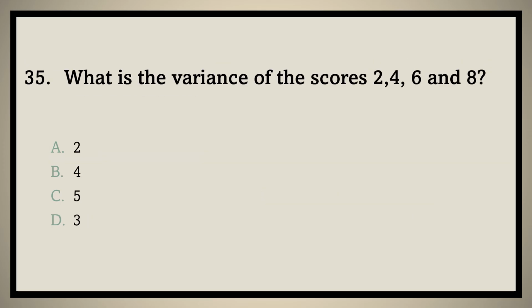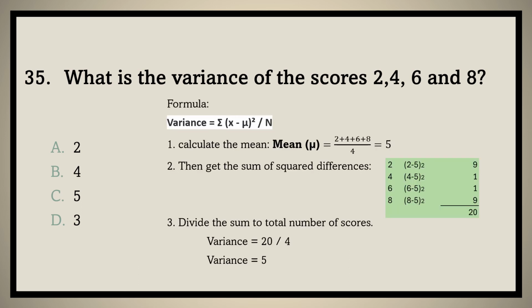35. What is the variance of the scores 2, 4, 6, and 8? A. 2. B. 4. C. 5. D. 3. To calculate the variance of a set of numbers, you can use the following formula. Variance is equal to the sum of the squared differences between each individual score and the mean, divided by the total number of scores. First, we calculate the mean. The mean, represented by the symbol mu, is calculated by adding the numbers 2, 4, 6, and 8 together and then dividing the sum by 4, resulting in a mean of 5.